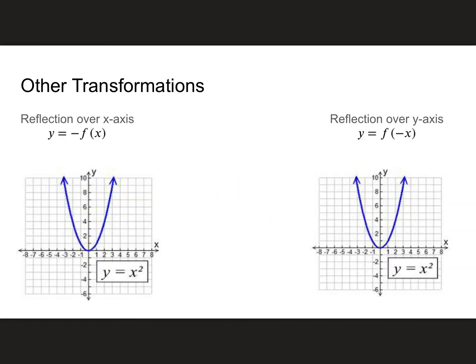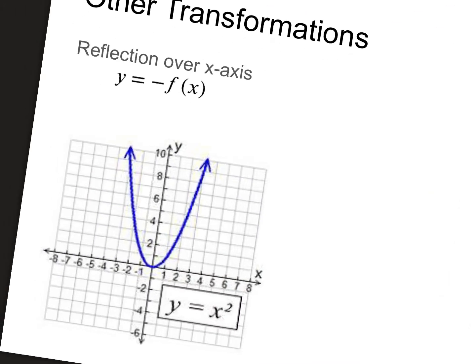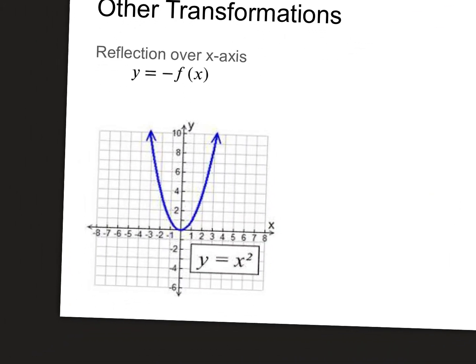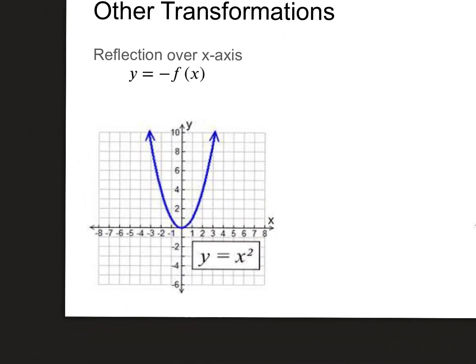Let's take a look at 2 other transformations. The first, a reflection over the x-axis. So what does that do? Well, that, of course, would take every point that we have here above the x-axis and put it below the x-axis. So 0, 0 would stay put. But this point right here, 1, 1, would come down here at 1, negative 1. Right, same thing here. That would reflect down.